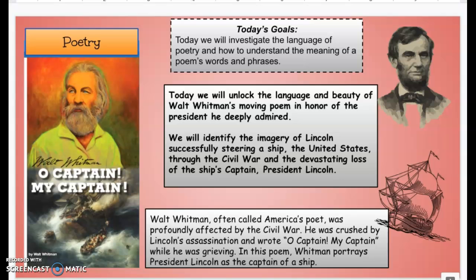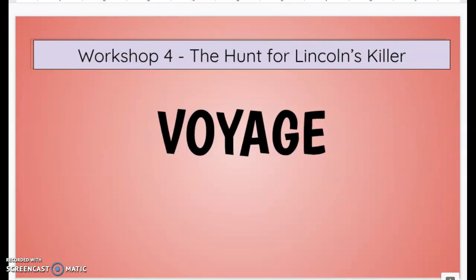Now we're going to be reading the poem, "O Captain, My Captain." Now, Walt Whitman is often called America's poet. He was profoundly affected by the Civil War. He was crushed by Lincoln's assassination, and that's when he wrote, "O Captain, My Captain," while he was grieving. In this poem, Whitman portrays President Lincoln as a captain of a ship. Now, he literally wasn't a captain of the ship. This is going to be figuratively, and we are going to be talking about a metaphor and how this relates to this poem. All right, before we start, though, we do need to look at two vocabulary words.